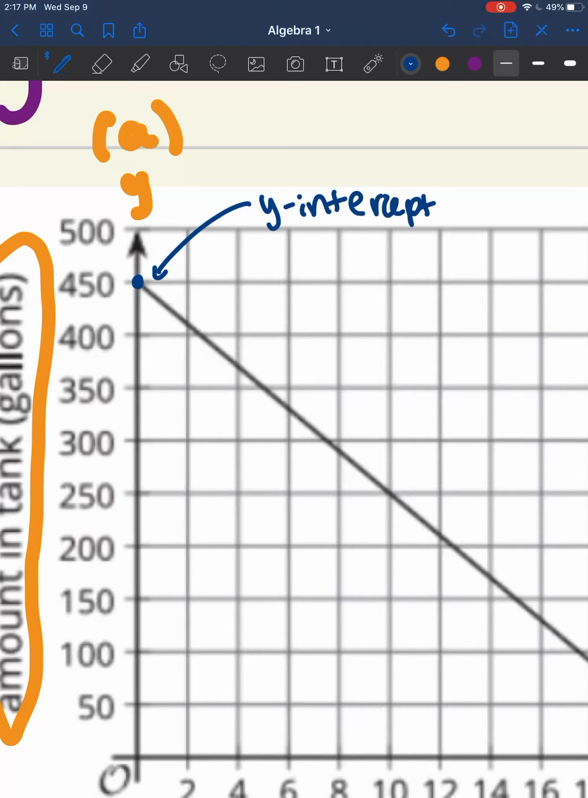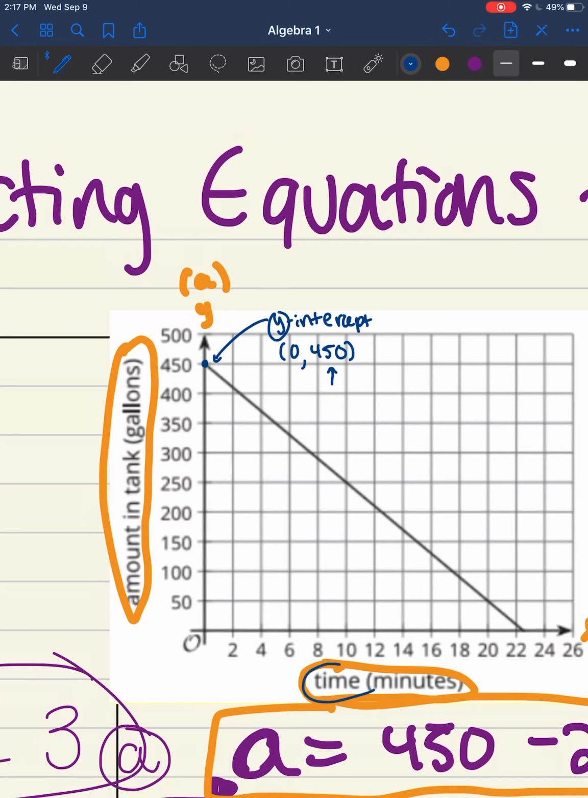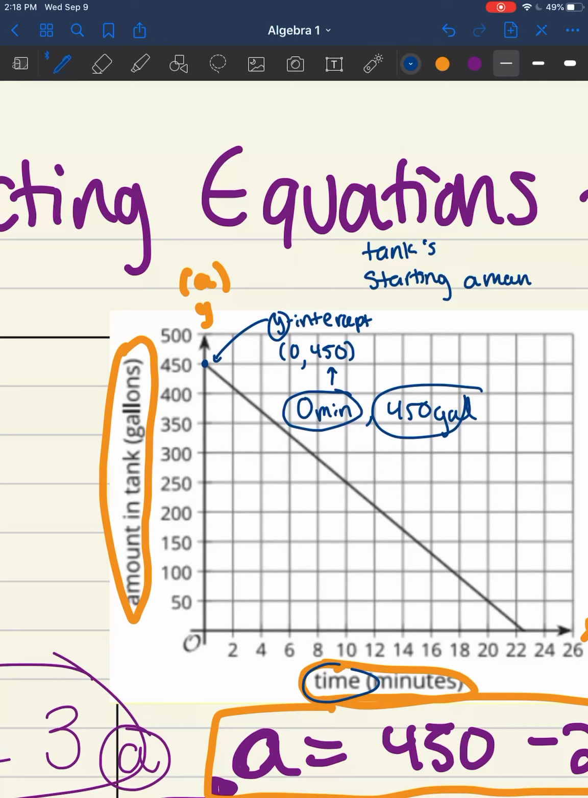But I want to interpret what it means. So if I write that as an ordered pair, 0 on the x-axis, 450 on the y. If it's the y-intercept, it's got a y value there. That means for 0 minutes, there was 450 gallons in the tank. So if you're at 0 minutes, that means this is your starting time, your starting amount. So your tank's starting amount is 450 gallons.